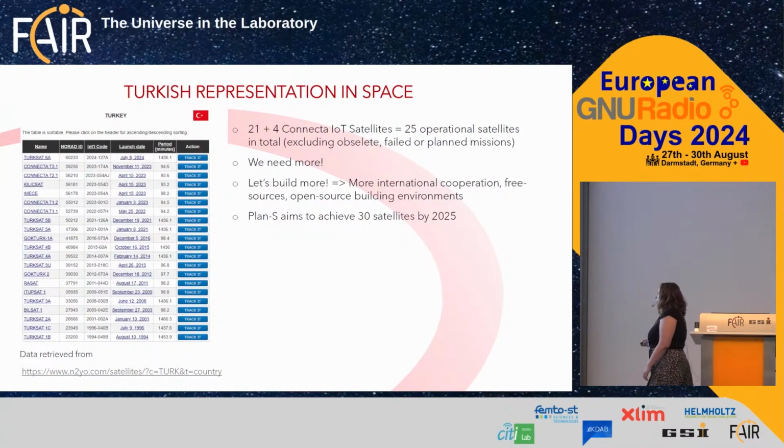Speaking of which, in Turkey, we have 25 operational and functional satellites right now, 9 of which that plan has sent. So this is very few. It's not bad, but it's few. What we want to do is increase it. How do we increase it?